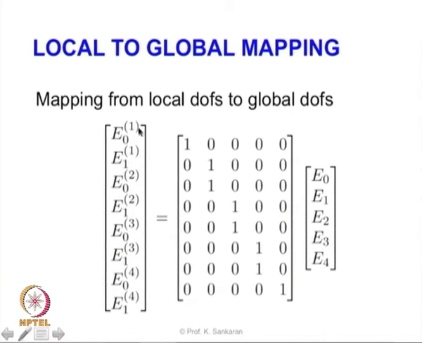So the first one has the left point and the right point. The second element, which is written as superscript inside the bracket, here 2. So these are the second element's left and right. Third element, left and right, so on and so forth. And then the global values are here, E0, E1, E2, E3 and E4. They are assigned to the nodes 0, 1, 2, 3 and 4.